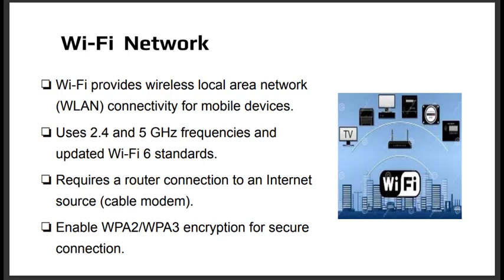Wi-Fi networks will require a router connection. This means you have to have some type of cable modem and a connection to an outside internet source. Your Wi-Fi networks will be encrypted and will use WPA, Wi-Fi Protected Access, both version 2 and 3.